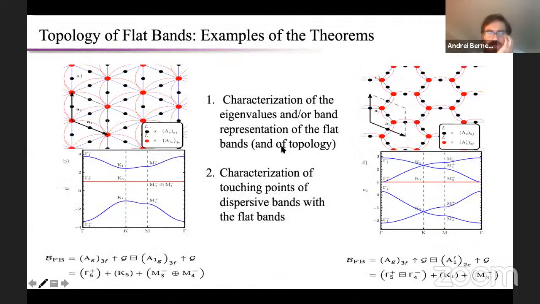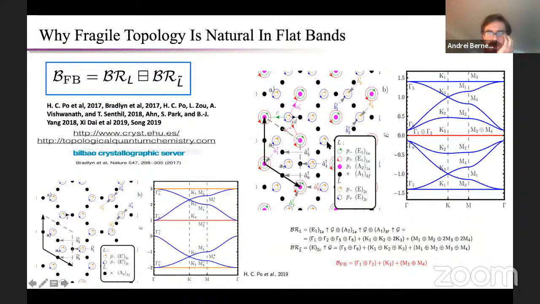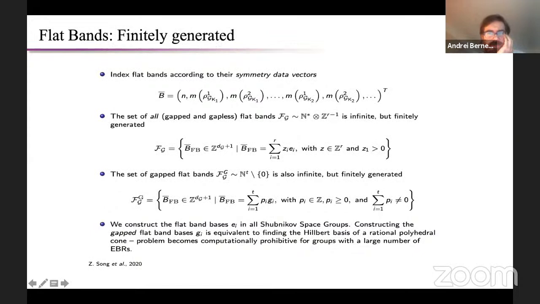So for example, this Po model, a 10-band model of twisted bilayer, as I said, can be expressed as an S matrix with the L lattice being this and the L tilde lattice being this. And then there's some theory, which I'm basically just going to quote the results. It's not particularly illuminating, but you can have a set of generators for the flat bands, for gapped and gapless flat bands. So there's an infinite number of them, but there's a set of generators.